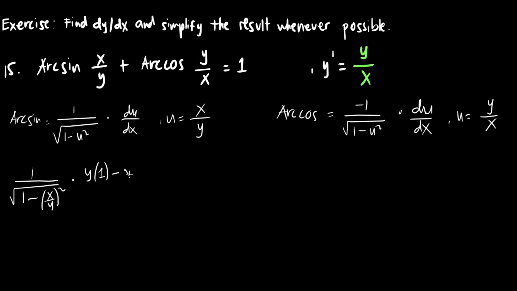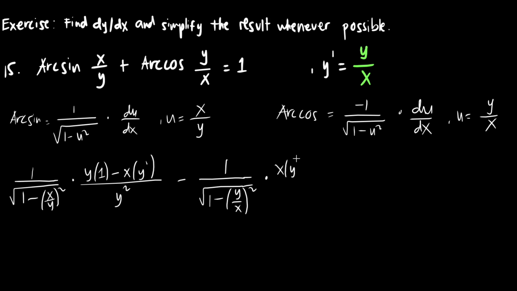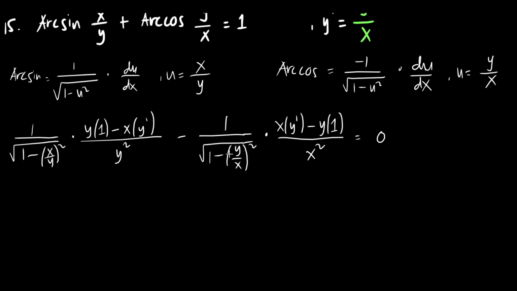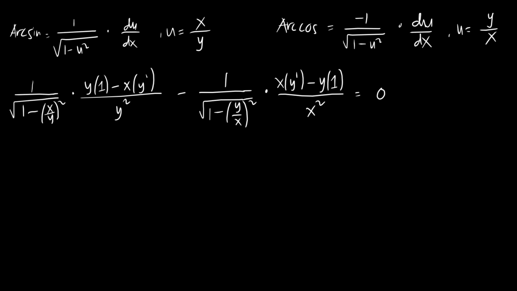So we have x y prime all over y squared, plus our cosine. So we have negative 1 all over the square root of 1 minus u squared, times the derivative of y over x. So d over dx is equal to x y prime minus y times 1, all over x squared. All over x squared is equal to the derivative of 1, which is 0. So let's simplify this further.